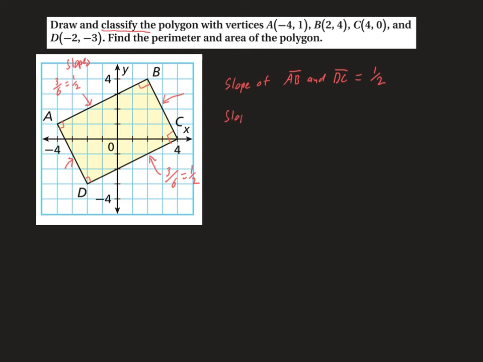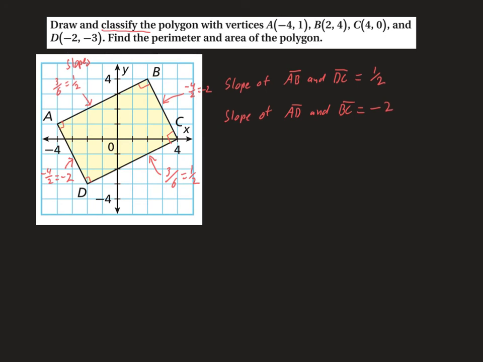So now we want to look at the slope of AD and BC. Over AD, we go down 4 and over 2. So the slope will end up being -2. And BC is going to be the same thing. So the slope of those is -2.